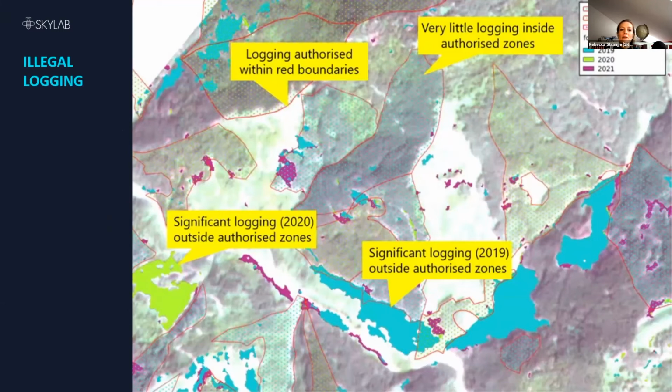So illegal logging, this is an example in Romania where actually there were hundreds of hectares being logged without the knowledge of the authorities. So using satellite imagery in a situation like that can locate and exactly quantify the areas that are being illegally logged.